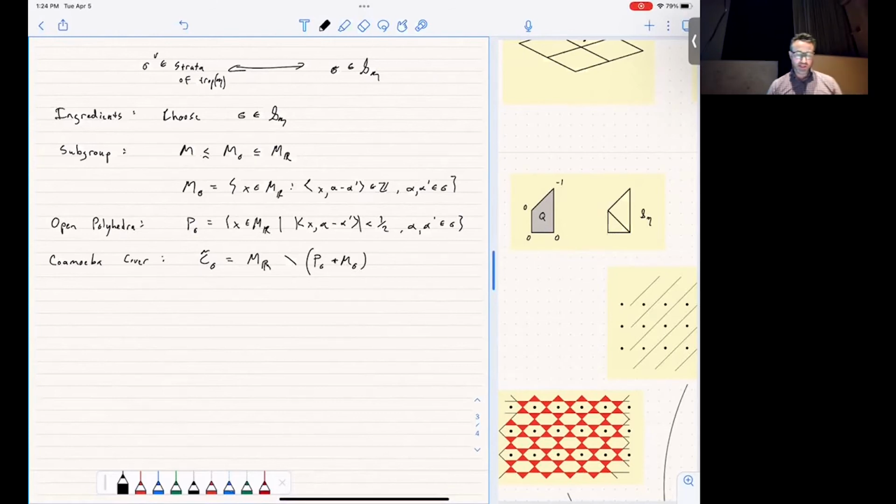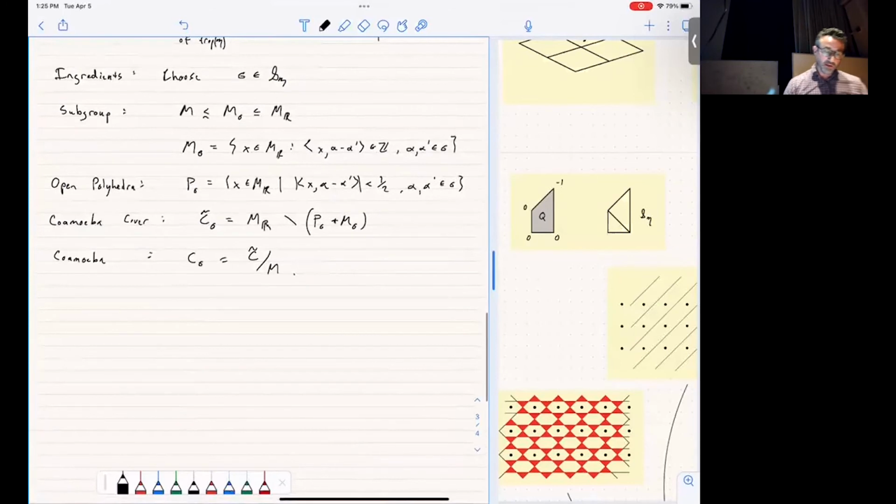So this has an action by M, and to get the coamoeba, we just quotient by that action. This is for any given sigma in our triangulation. Okay, so these are the ingredients we need. And then using these ingredients, we can assemble them to define a phase tropical hypersurface. Do that now.